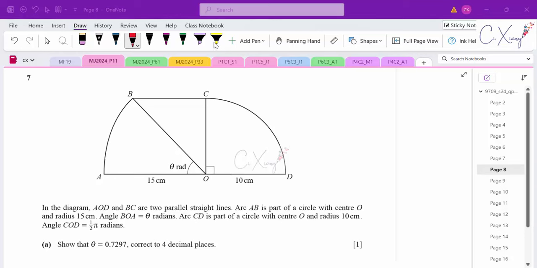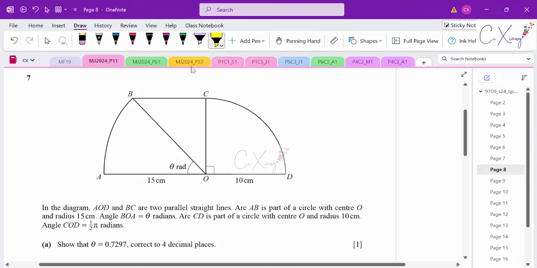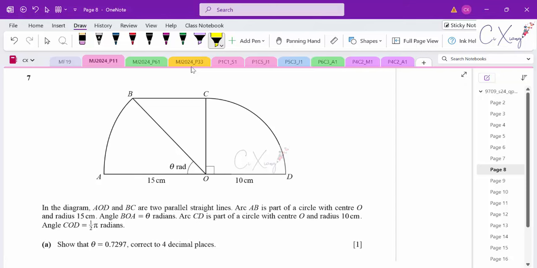Okay, so question number 7. In the diagram, they are telling us that AOD and BC are two parallel straight lines. So you can see that BC and AOD are straight lines. Arc AB is part of a circle where the center is O, the radius is 15, and angle BOA is theta. So they are trying to explain what we have in the diagram.